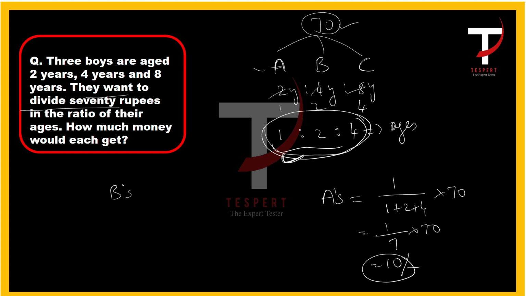Let us calculate for B. So B, here what is his part? 2. 2 by total 1 plus 2 plus 4, right? 1 plus 2 plus 4 into total quantity 70, right?